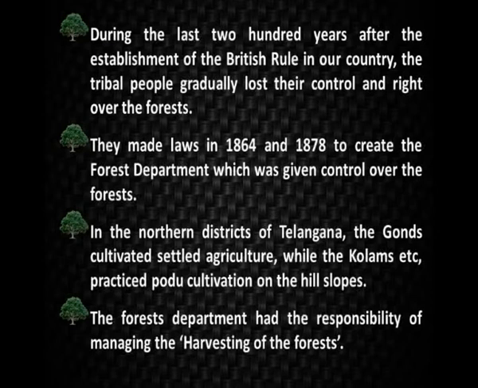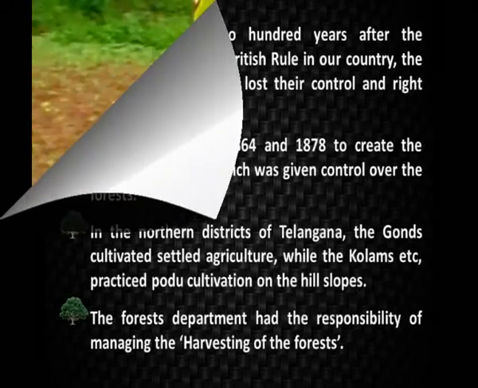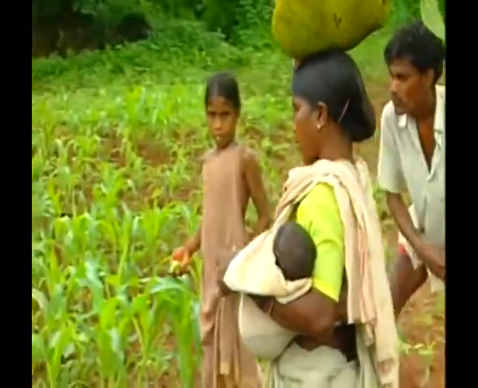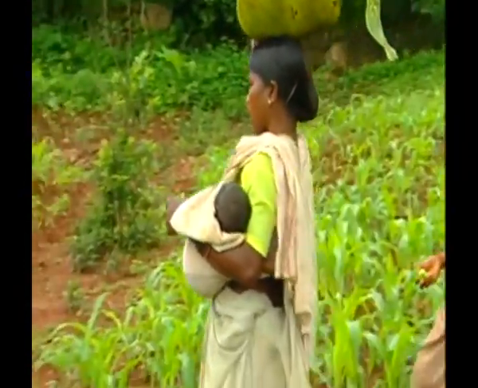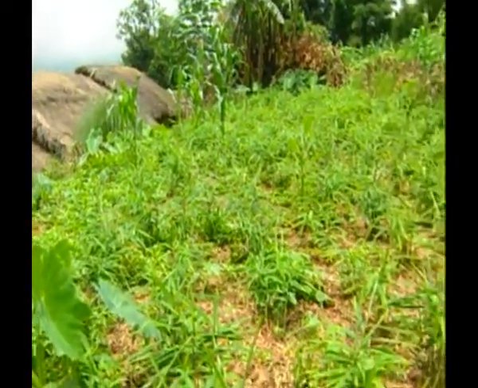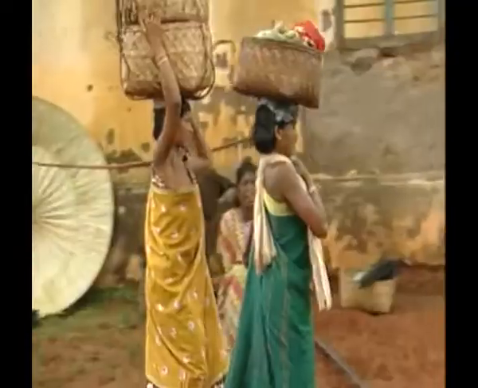In the northern districts of Telangana, the Gonds cultivated settled agriculture while the Kolams, etc., practiced Padu cultivation on the hill slopes. The Forest Department had the responsibility of managing the harvesting of the forest. The family also cultivates garden crops like chilies, tobacco, and vegetables in a small piece of land near the village.